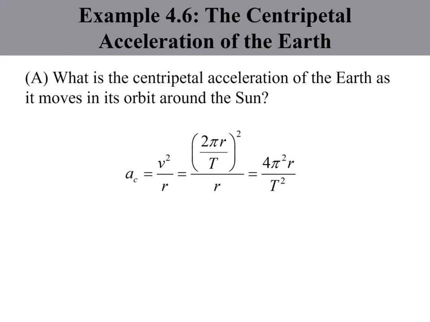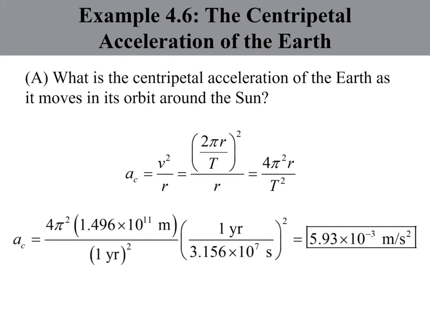Considering that the orbit is a perfect circle, right? And then the period it moves, Earth moves around the sun around 1 year, right? So period equals 1 year. Then we can put all the values. So we have centripetal acceleration equals 5.93 times 10 to the power of negative 3.